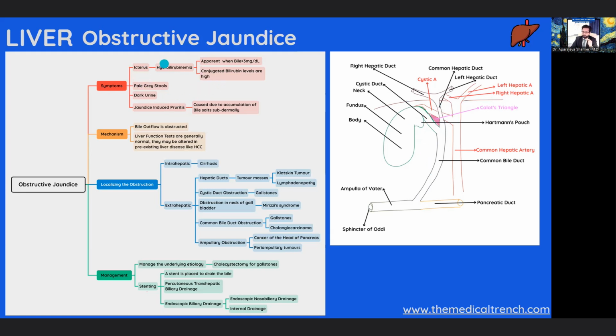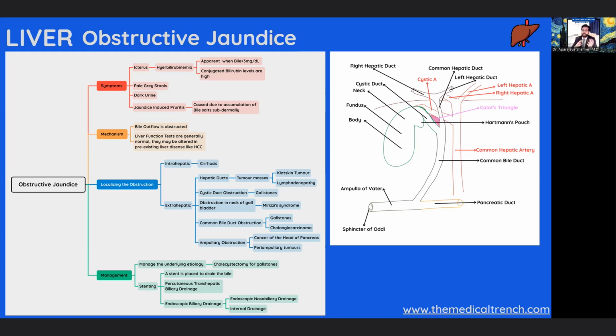This triad of obstructive jaundice is very important because you're going to be asked this multiple times, right? So icterus, which is jaundice itself, the yellowing of the skin, then pale gray stools and dark urine. And you have something called jaundice-induced pruritus. Now, jaundice-induced pruritus is when bile salts, which are a component of bile, accumulate underneath the skin. They are most likely subdermal.